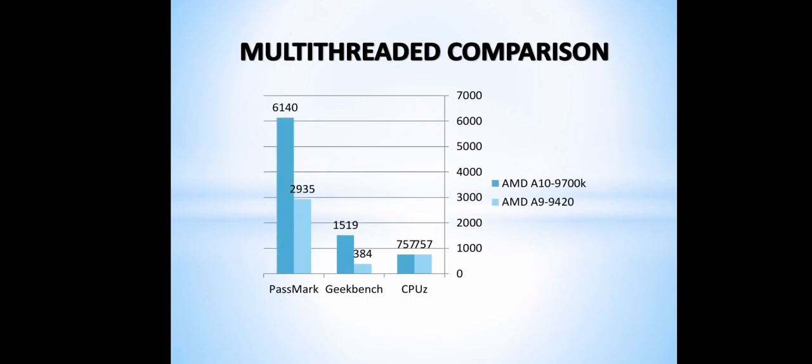So for the multi-threaded comparison, as you can see in the 3 benchmarking programs, it is obvious that the AMD A10-9700k leads, or its results are greater when compared to AMD A9-9420. So I think AMD A10-9700k is much better than AMD A9-9420.